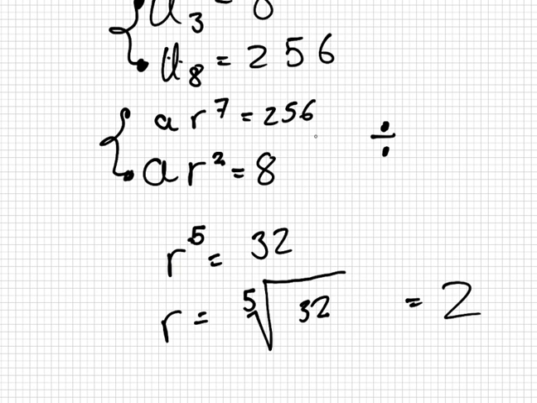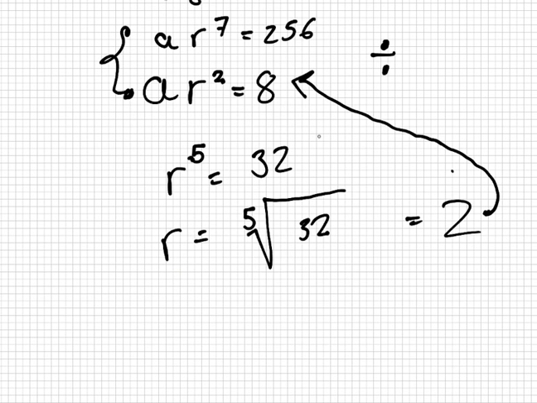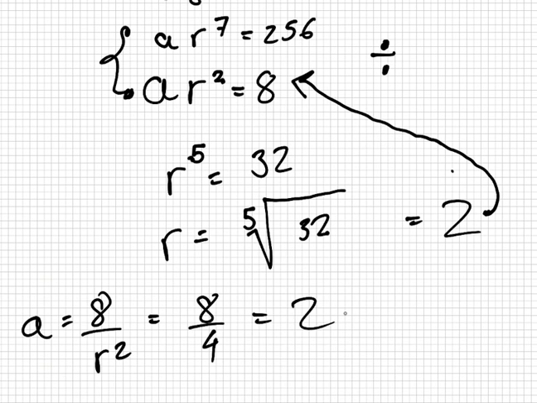Right, focus for a second. I want to find A now, so I use substitution. Which formula should I substitute it into? This one here. So I get A equals 8 over r squared, which is 8 over 4, which is 2. So A equals 2 and r equals 2 here.